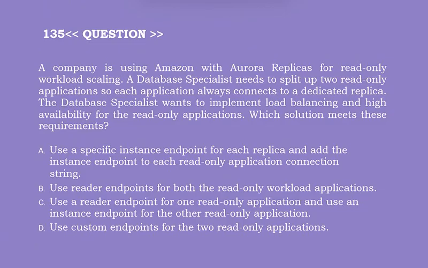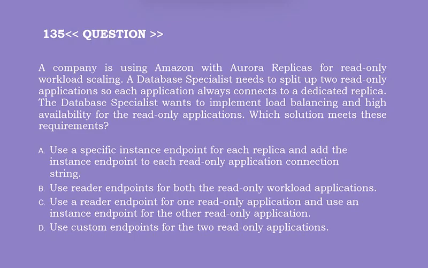Question: A company is using Amazon Aurora with Aurora replicas for read-only workload scaling. A database specialist needs to split up two read-only applications so each application always connects to a dedicated replica. The database specialist wants to implement load balancing and high availability for the read-only applications. Which solution meets these requirements?